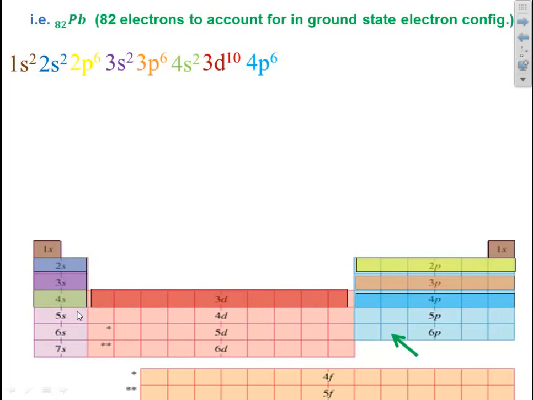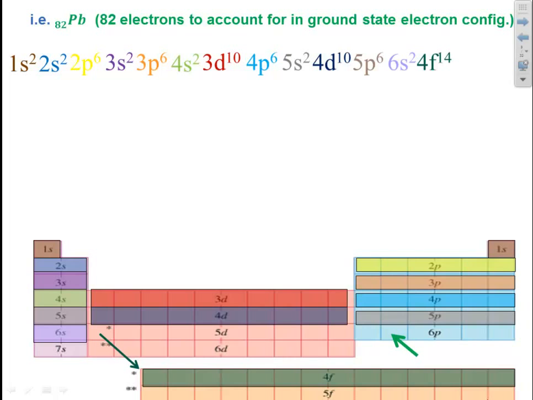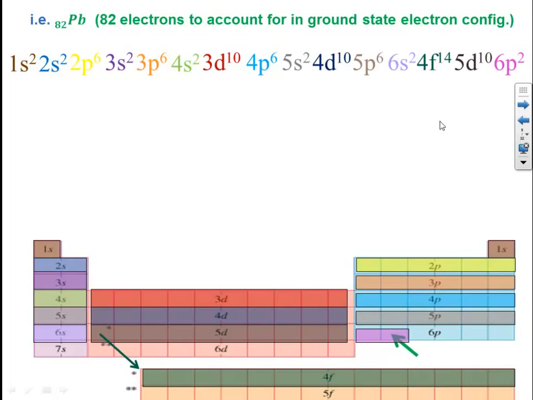4p6, 5s2, 4d10, 5p6, 6s2. Remember this little star, that means I go down to the F block here, and remember it's 2 less than the period it's in. So in this case, I go here and I'll do my 4f14. Then I go back up and do my 5d10, and then I'm into the P's by 2 of them. 6p2.